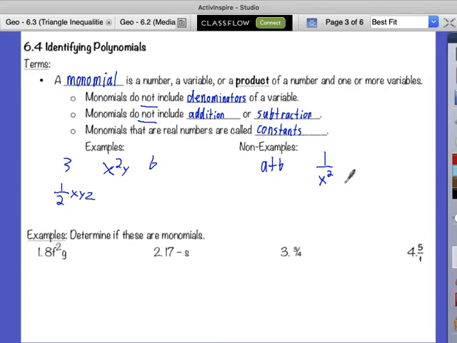So determine if these are monomials. If you flip your page, we're going to determine if these are monomials. But I have the examples and non-examples still up here, so that way I can still utilize those. So 8f squared g. Do you think that's a monomial? Yes. Yes, I agree. There's no addition or subtraction. There's no variables in the bottom. Yes, sir. What about number 2, 17 minus s? No, there's subtraction.